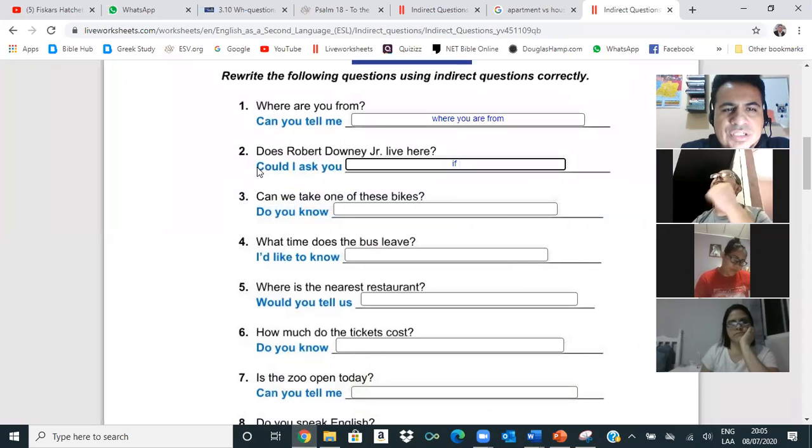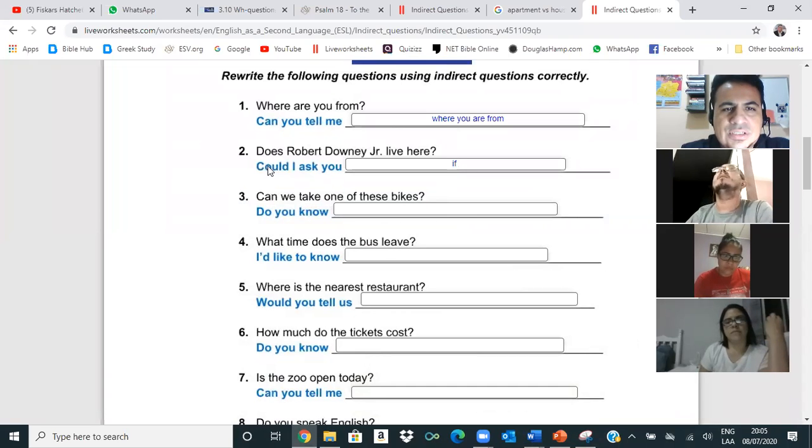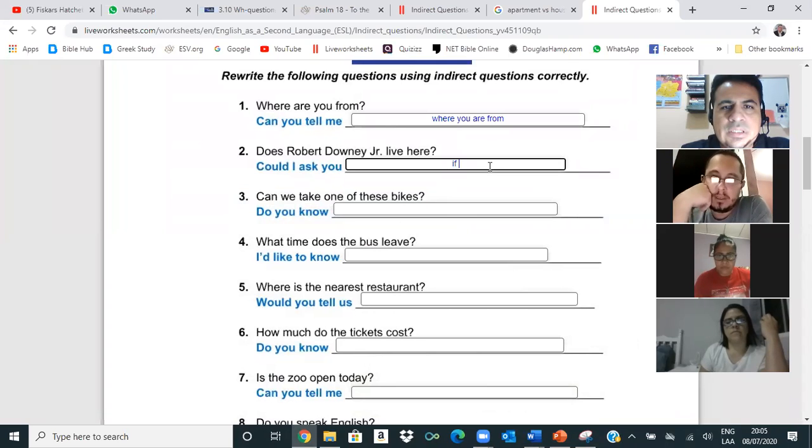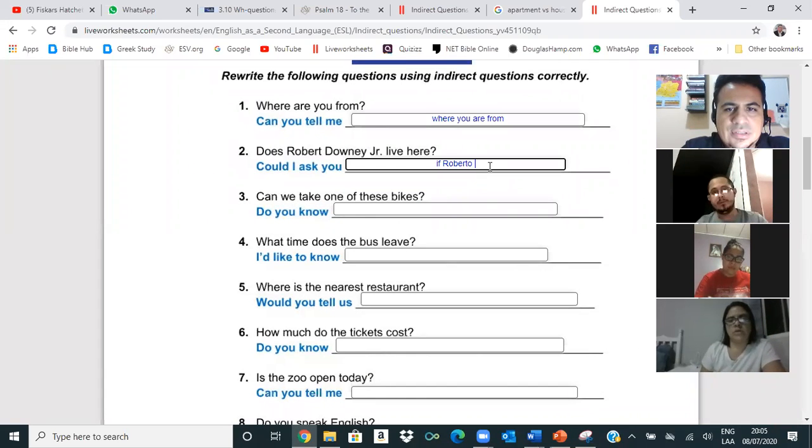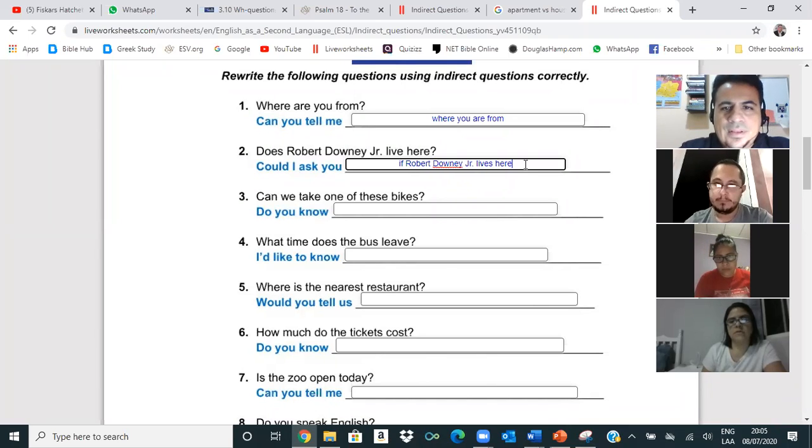Is this a yes or no question? Los que empiezan con do, these are yes or no questions. Or could or can, these are yes or no questions. Okay, can I ask you if Robert Downey Jr., es el actor, that's an actor, right? Lives here, okay? Lives here, question, all right? Creo que, no sé si en este ejercicio tengo que poner la pregunta, no la veo, la question mark, no la veo allí, pero creo que sí, tiene que estar ahí.